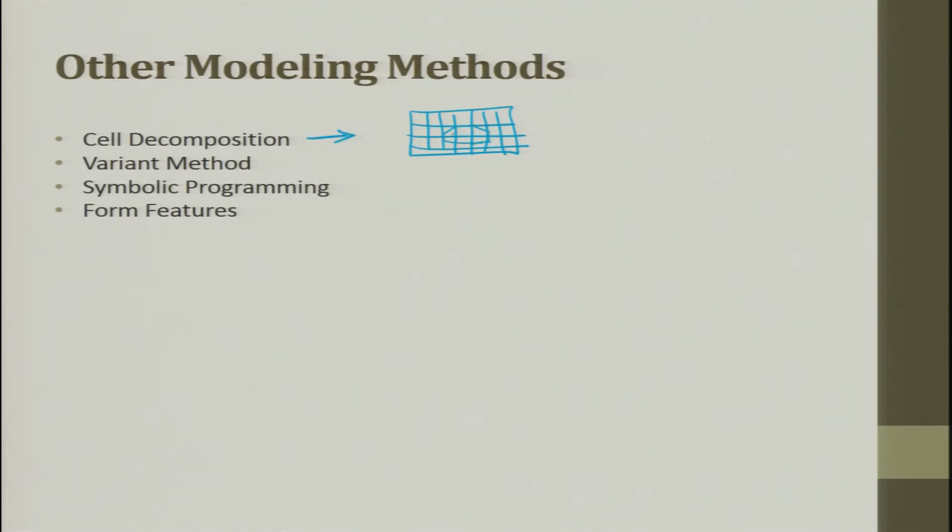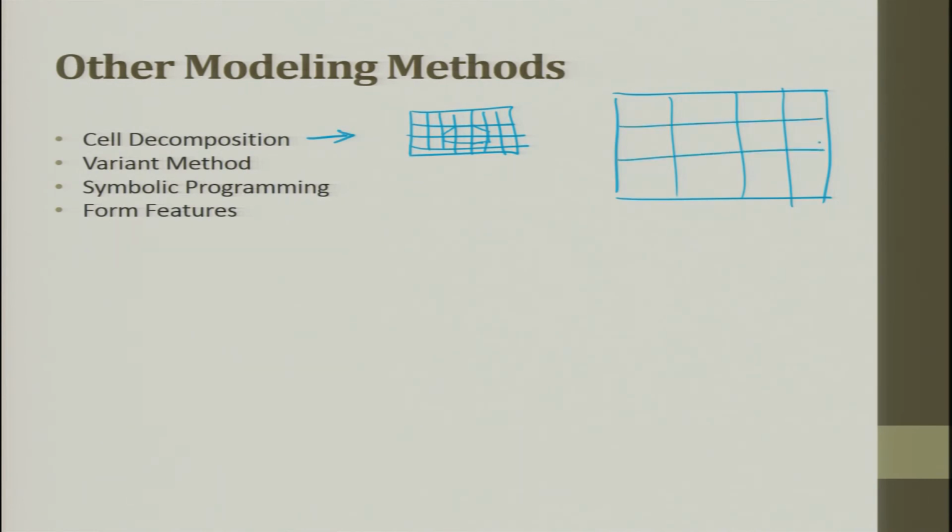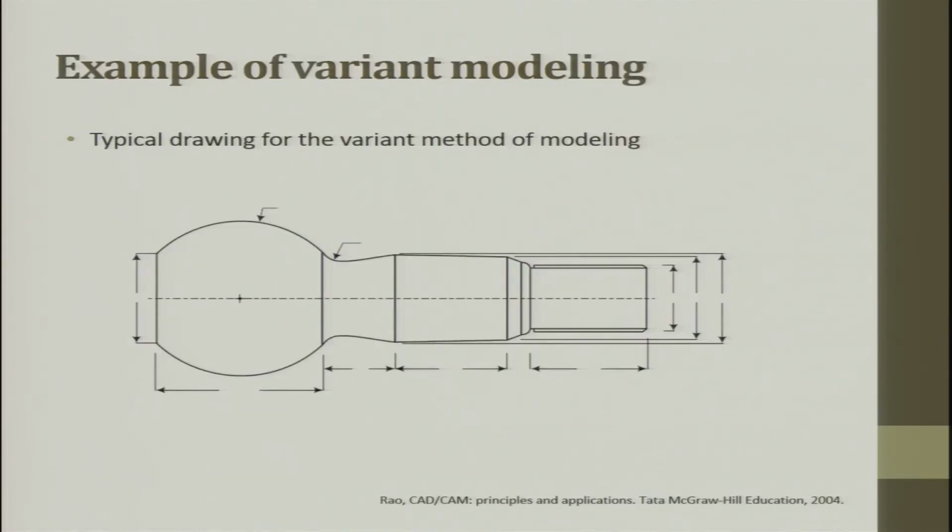Here the object is decomposed into several cells. If you look at very good artists, they always draw a grid pattern on their artistic paper and then start linking it, generating the feature, whatever it is. Then we will also see what is variant type, symbolic forming and symbolic programming, and form features. So this is a variant method of modeling.